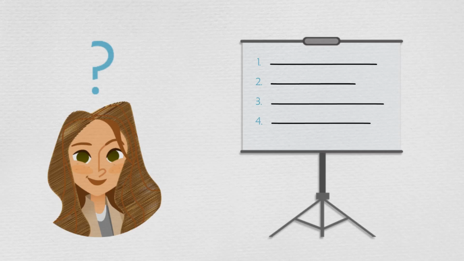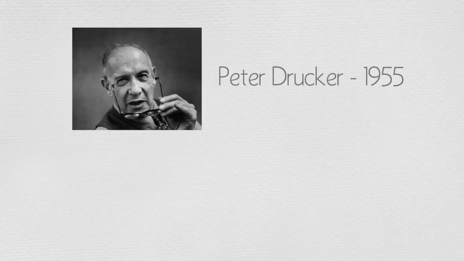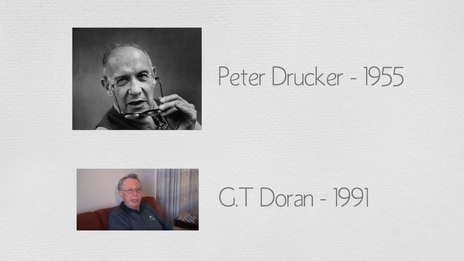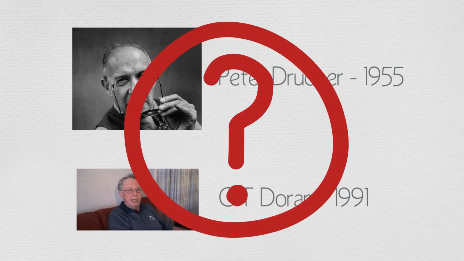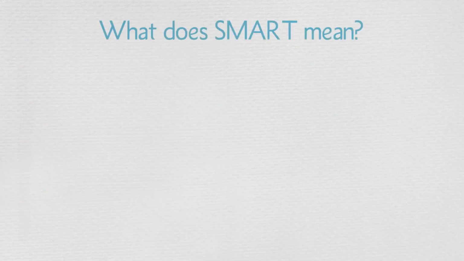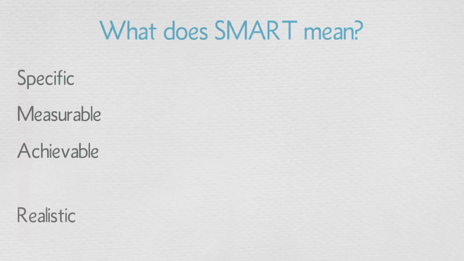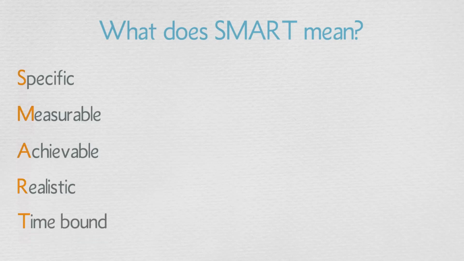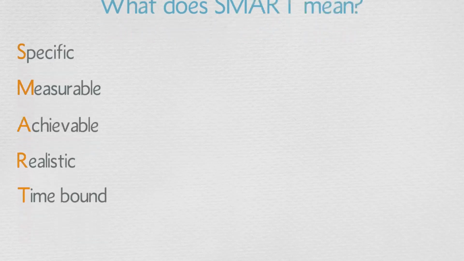help achieve it. This process of producing a SMART target has been credited to Peter Drucker in 1955 and G.T. Doran in 1991. However, as targets have been set for many years, it is a little bit of a guessing game as to whether these two really were the first to produce this method. Regardless, let's take a closer look at what SMART really means. Specific, measurable, achievable, realistic and time-bound. Let's have a closer look at each one.